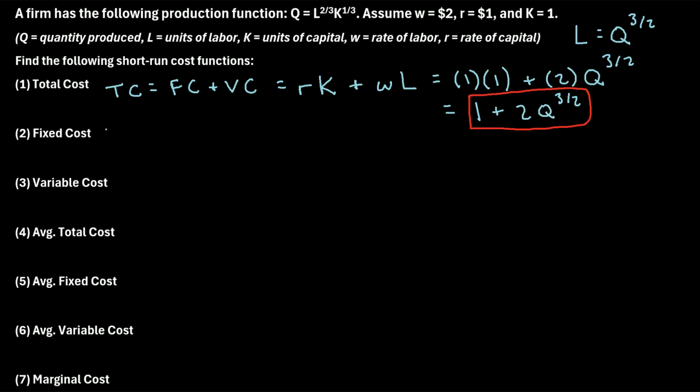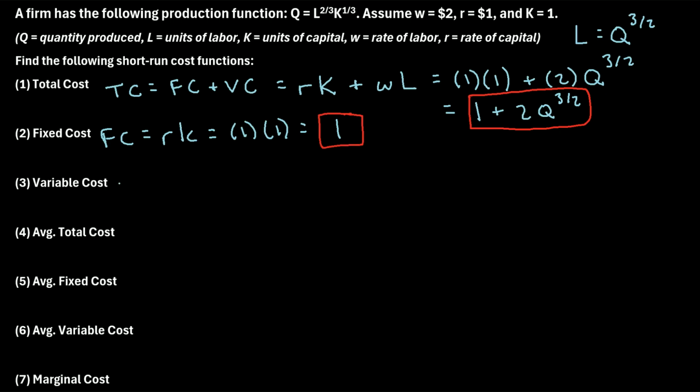Okay, now let's find our fixed cost. Let's abbreviate that as FC for fixed cost. Earlier we said that's just going to be the cost of capital. In the short run, we're assuming that capital is a fixed cost. So it's simply R, the rate of capital, times K, the units of capital. R times K, which again is 1 times 1, which is just 1. So our fixed costs in the short run are just 1, in this case $1.